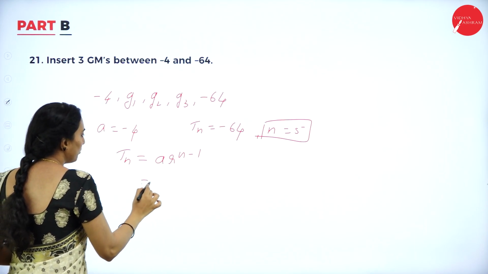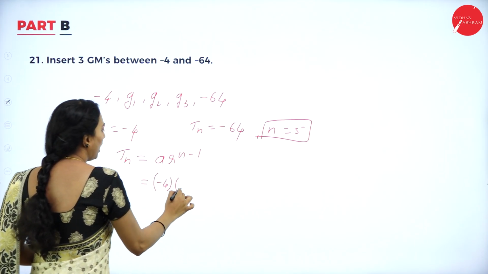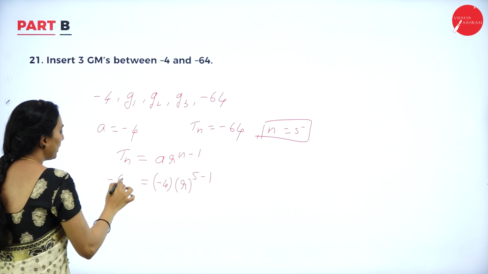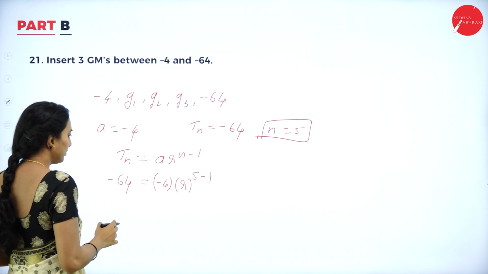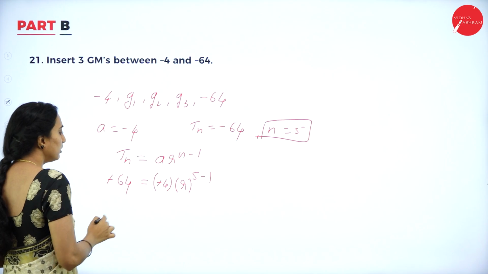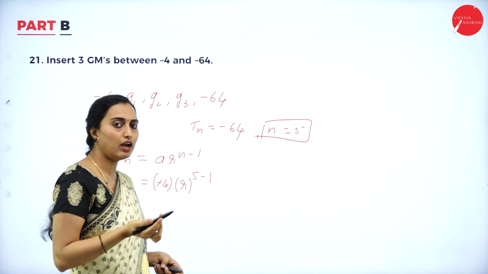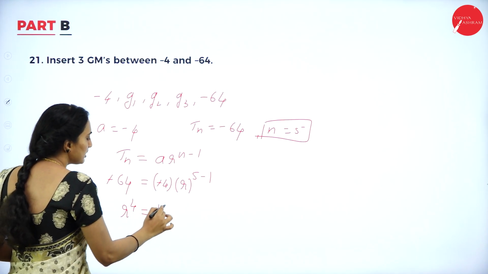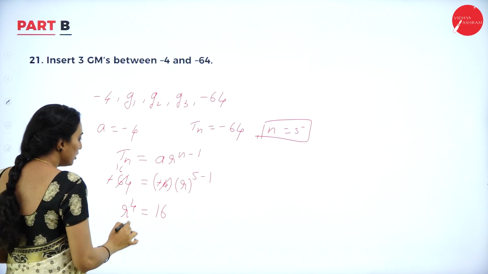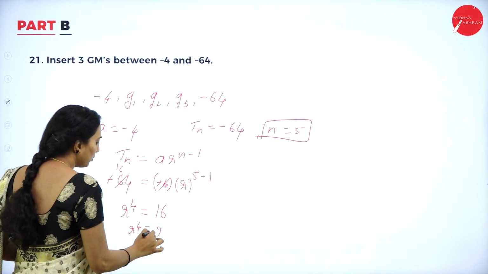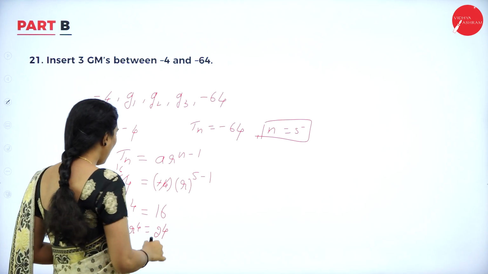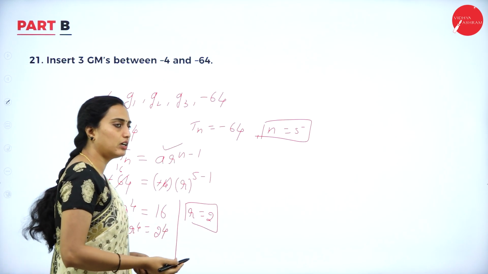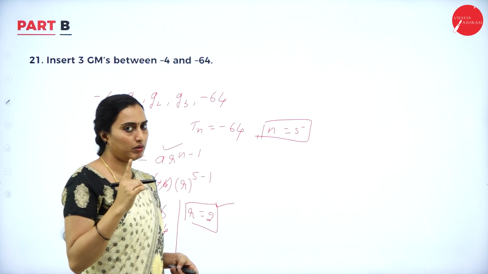So Tn will be equal to A, which is nothing but minus 4, into r, we don't know, to the power of n, which is 5, minus 1. Tn we know, which is minus 64. Now minus minus will get cancelled. So 16 fours are 64, so r to the power of 5 minus 1, which is 4, is equal to 16. So r to the power of 4 is equal to 2 to the power of 4. Now r will be equal to 2. Writing the nth term and finding the r value gives you 1 mark.